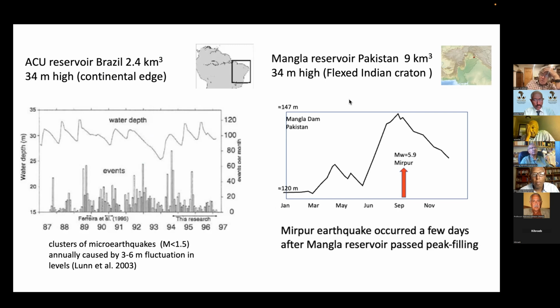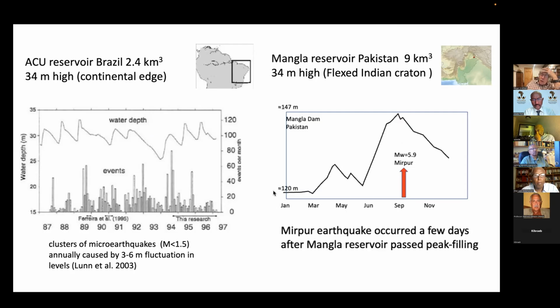The Mangla Reservoir on the right here is in the foothills of the Himalaya. However, it's not a place where there are Himalayan stresses, because the zone where active tectonic loading is occurring is in the northern edge of the Himalaya, which is 100 kilometers from here. So you can think of this as, again, in a continental setting, although it's a flexed setting.